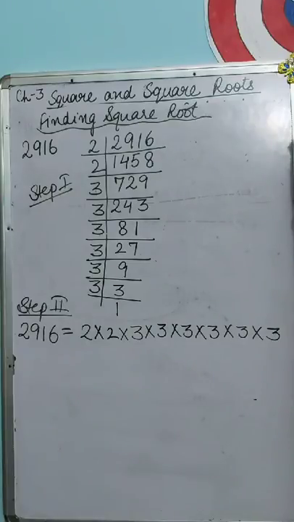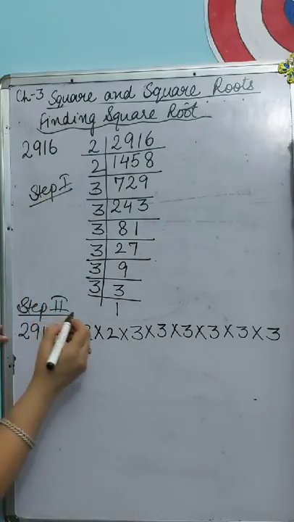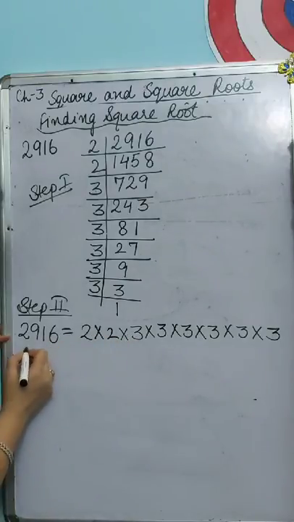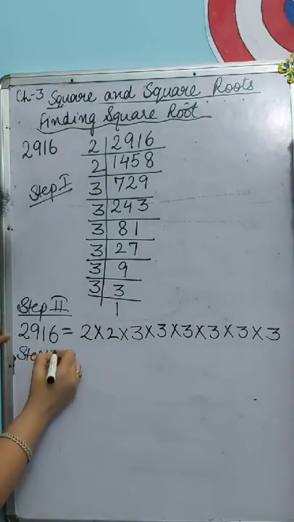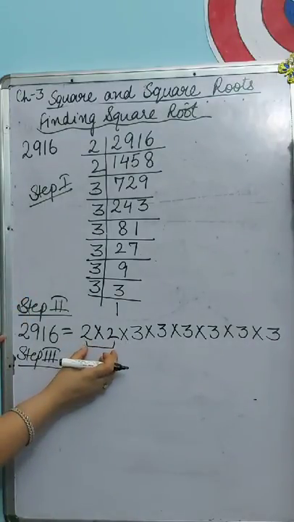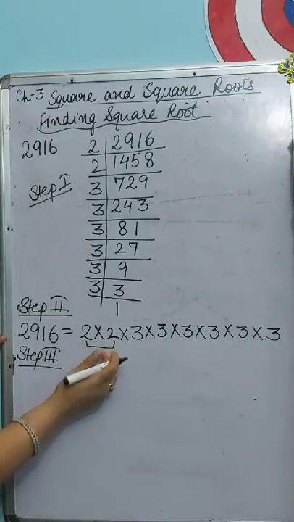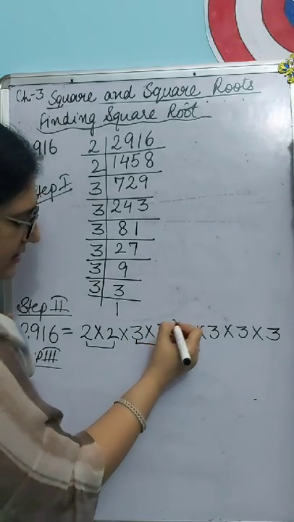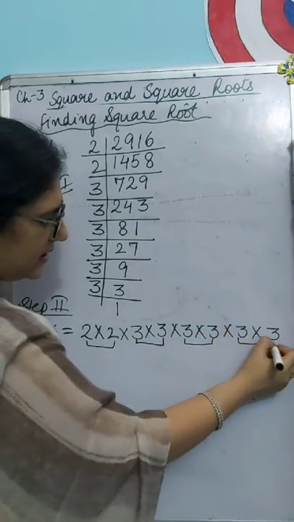Make pairs of similar factors. So now we are making pairs. Third step. Step 3, pairs. 2 and 2, similar factors. 2 and 2, first pair. 3 and 3, 3 and 3, 3 and 3.